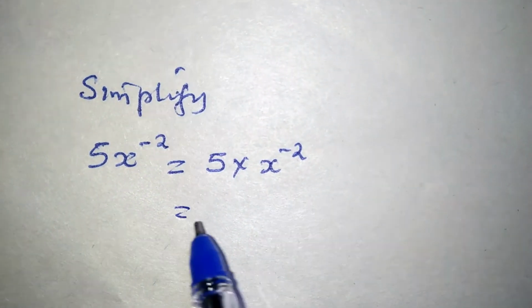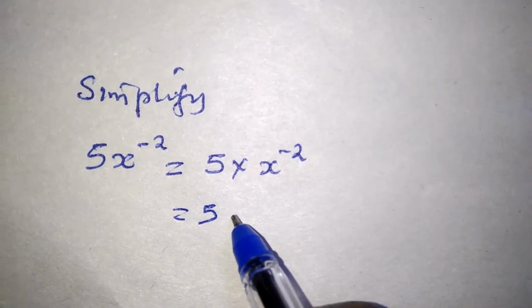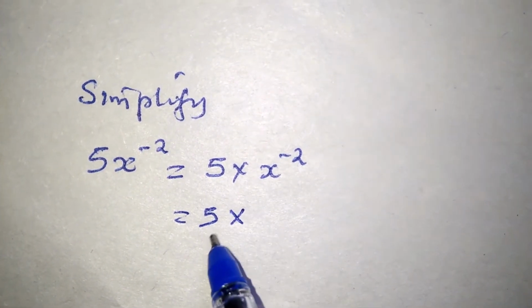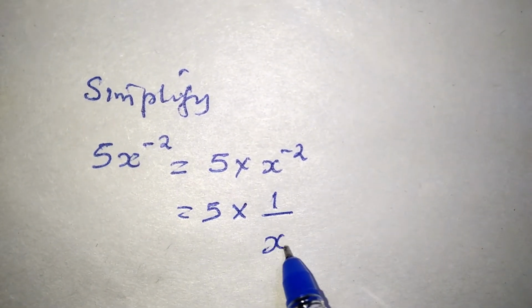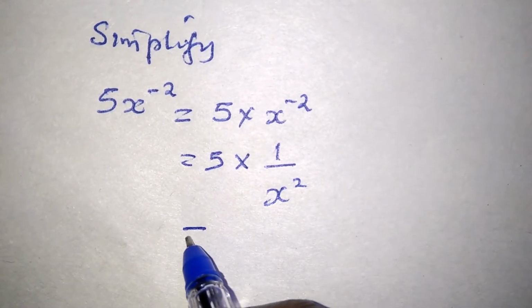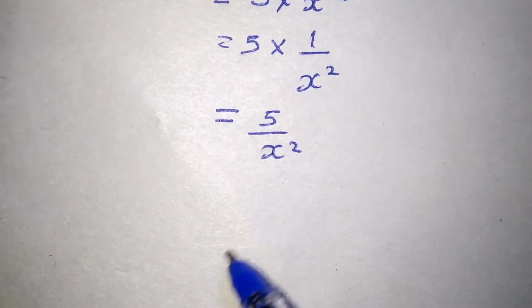Now we can see that it is only x that is raised to negative 2, and we can now follow the reciprocal law. Then we say 5 times 1 over x raised to 2. This gives us 5 over x squared.